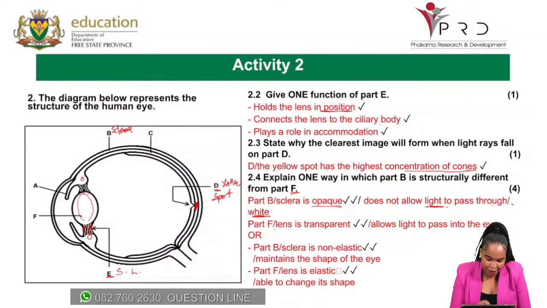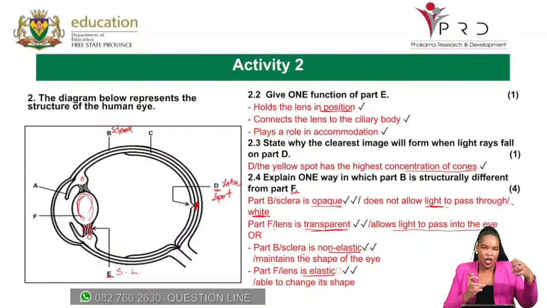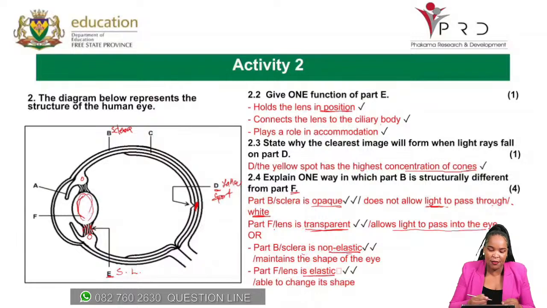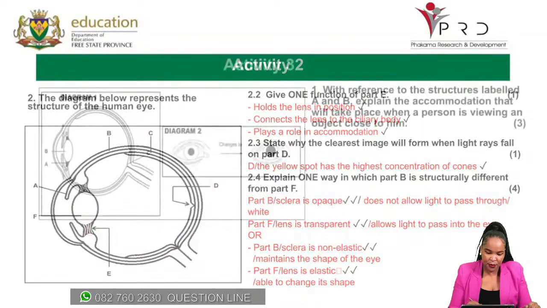And then part F, which is the lens. How is the lens? The lens is transparent and it allows light to pass through. So those are the two main differences. And then you can say part B, the sclera, is non-elastic, and part F, the lens, is elastic. Remember, the lens is elastic to change its shape, but the sclera needs to be tight. It's very tight to maintain the shape of the eye. So that is the function of those two parts. You can choose any for you to get your 4 marks.